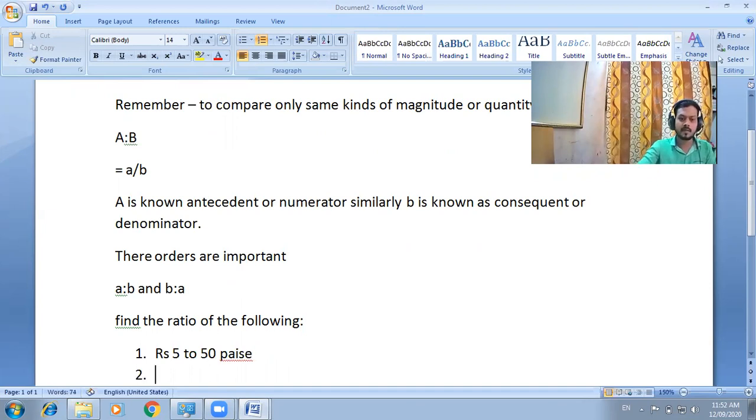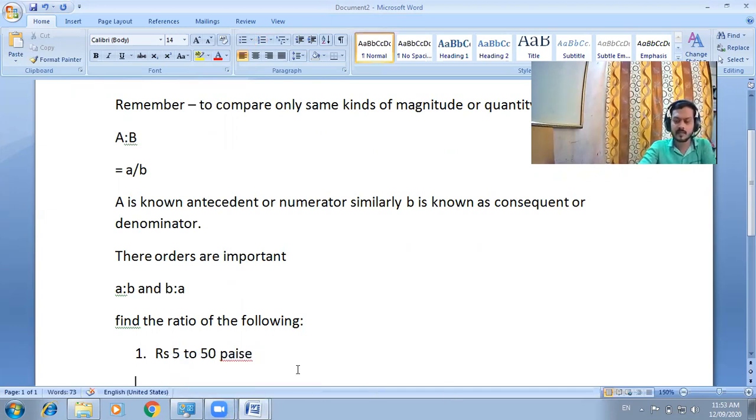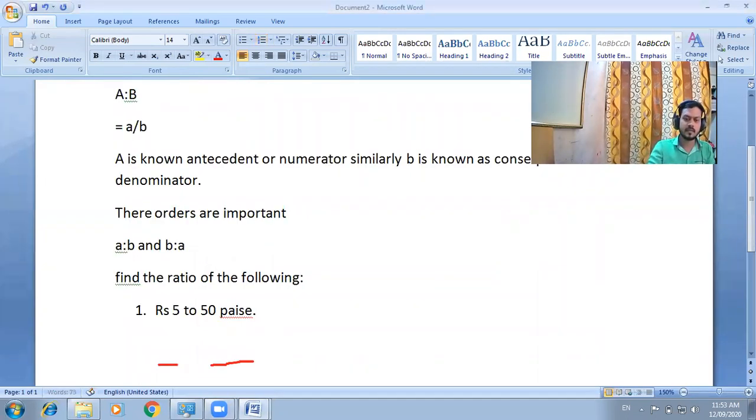Okay, remember our concept. We can always compare only the same kinds of magnitude. Observe here, the first one is in rupees, the second one is in paise. So convert into the same unit, then we can easily understand. Okay, so we know that 1 rupee equals 100 paise.